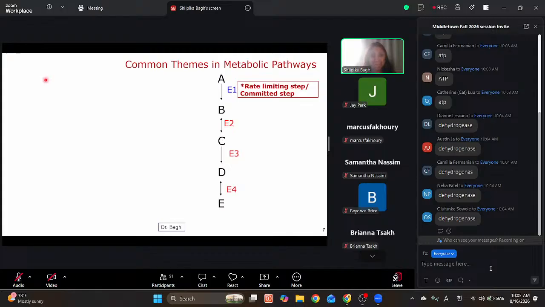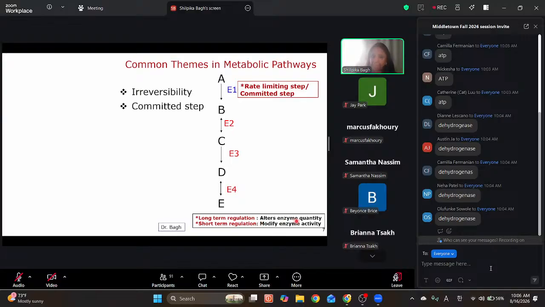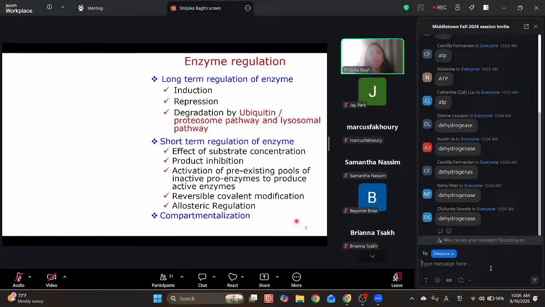Now, some students are confused about who is subjected to regulation. Well, irreversible steps are subjected to regulation. Irreversible steps like E1 and E3 can be rate limiting or committed, but they are subjected to two types of regulation. And what does short term do? Short term alters enzyme activity. So it's not that only the rate limiting step or committed step undergoes regulation. All the irreversible steps, whether they are rate limiting or committed, there is no specification, they can undergo any regulation.